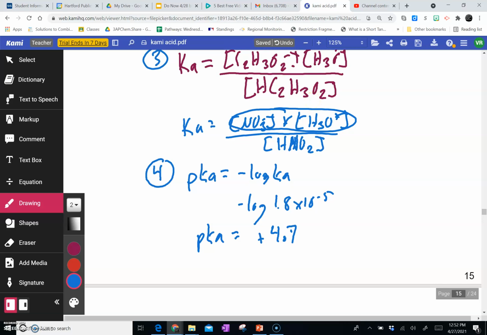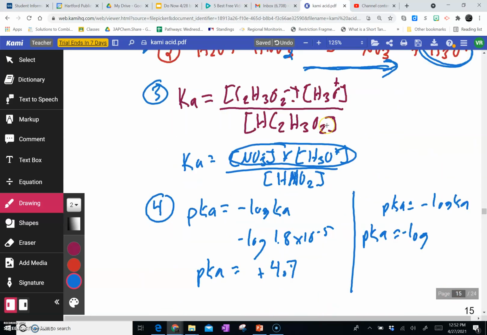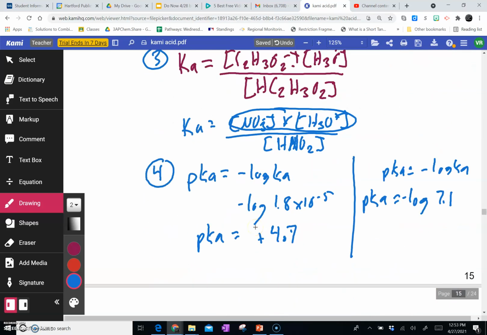And then we're going to do the same thing for the other one, so this is for acetic acid, and this is for nitrous acid, so pKa, again, equals the negative log of the Ka. So pKa is equal to negative log, and I gotta get the Ka, 1.7 times 10 to the negative 4. Did I write that right? Yep. And then we button press, and we get pKa equals 3.8 if it was 2 sig figs.